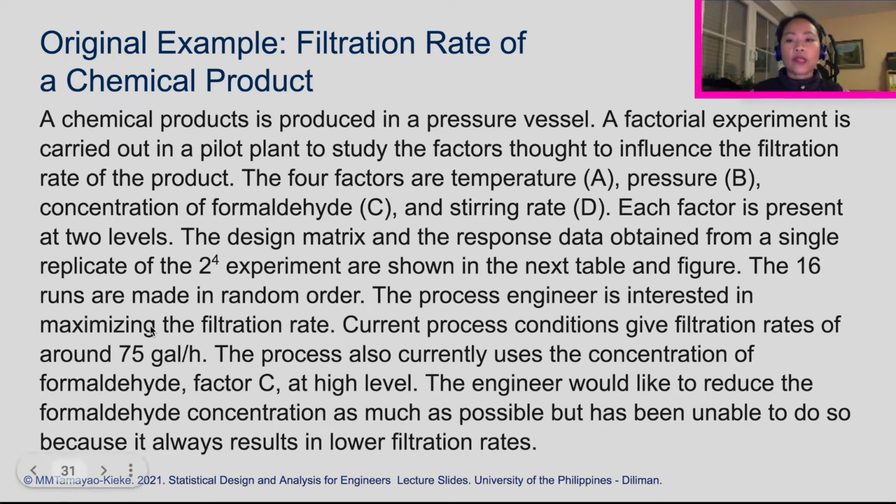Now, the 16 runs are made in random order, and the process engineer is interested in maximizing the filtration rate. Current process conditions give filtration rates of around 75 gallons per hour. The process also currently uses a concentration of formaldehyde, factor C, at high level. The engineer would like to reduce the formaldehyde concentration as much as possible, but has been unable to do so because it always results in lower filtration rates.